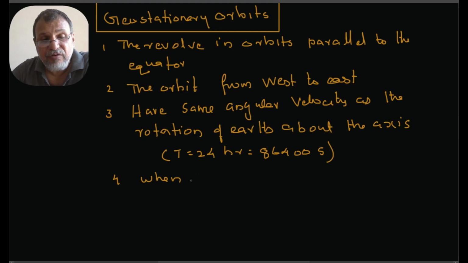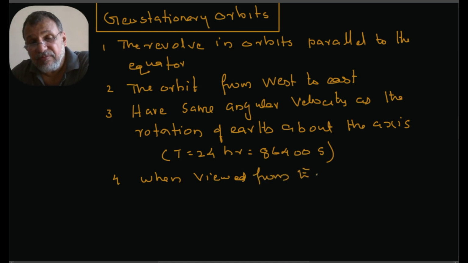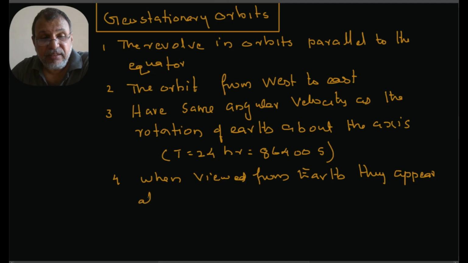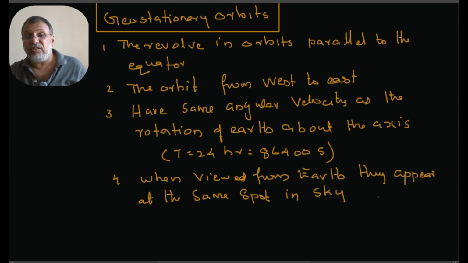Now, when viewed from Earth, they always appear at the same spot in the sky. So they follow the motion of the Earth about its axis. So this is why they're used for satellite communication.